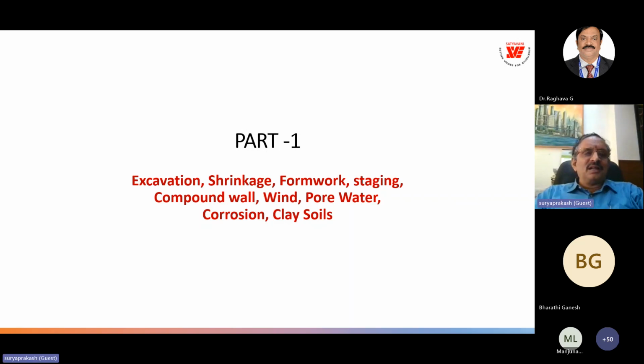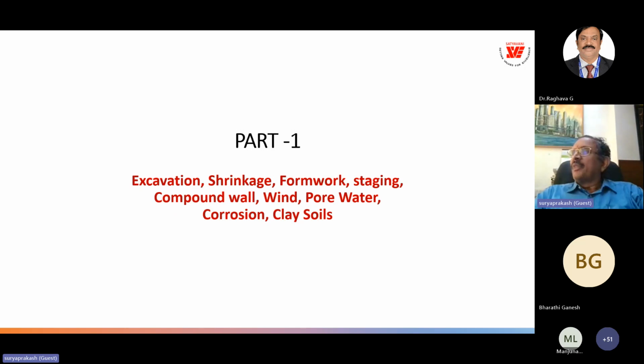Why I particularly mention the compound wall here is that most people think a compound wall doesn't require engineering or design. But my guru, who is a doctorate in structural engineering with a gold medal, also told me that the compound wall is the most challenging design in engineering actually. Though it looks so simple, it is the most ignored, most neglected structure in the world, and maximum damages happen in compound walls.